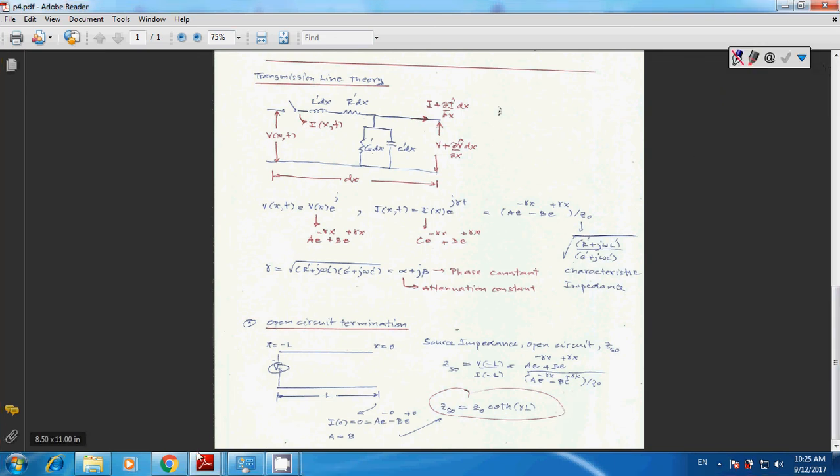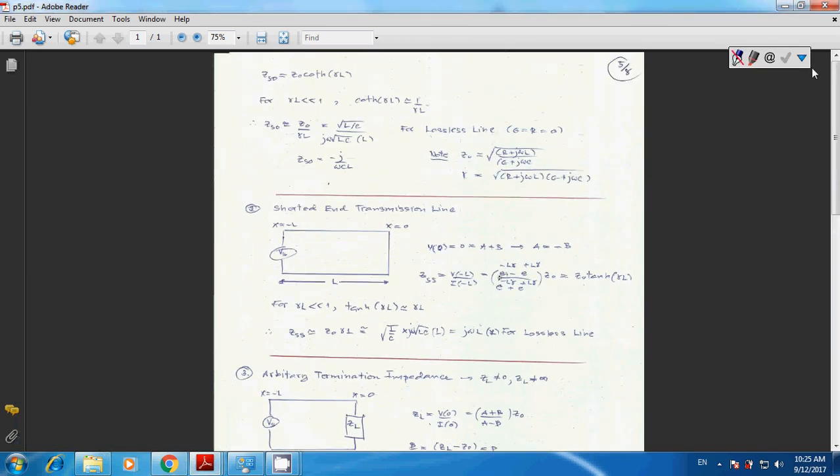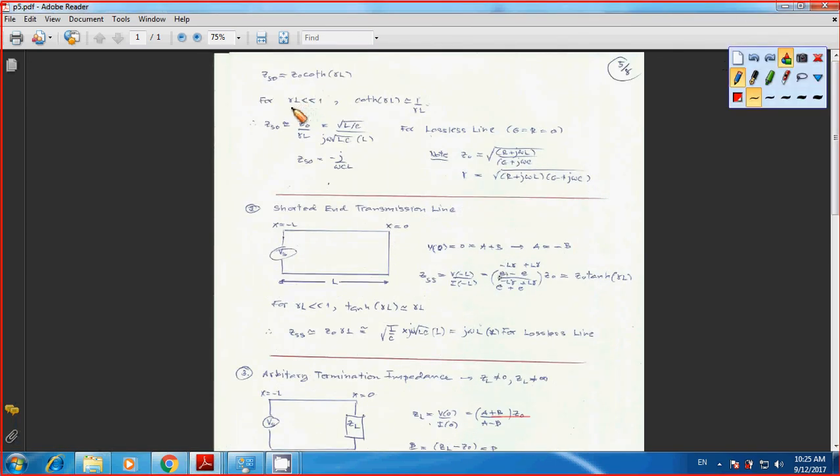Now for approximation, you take a look at this term. This is your Z_oc for the open circuit transmission line. For cotangent gamma L, if gamma L is much less than 1, this term can be approximated to be about 1 over gamma L. So your Z_oc is going to be Z0 divided by gamma L, right?